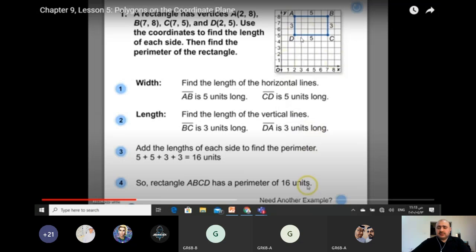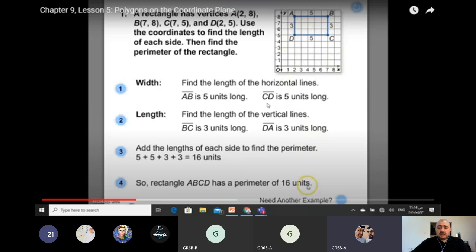Then after you find the length, you can now solve the perimeter. As you know, for the perimeter you add all the sides, the sum of all sides of the polygon. So I can write perimeter equals 5 plus 3 plus 5 plus 3, equals 16 units.